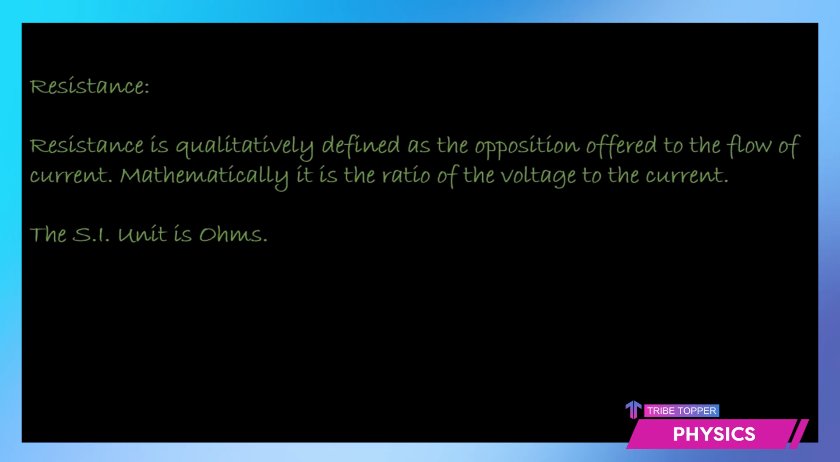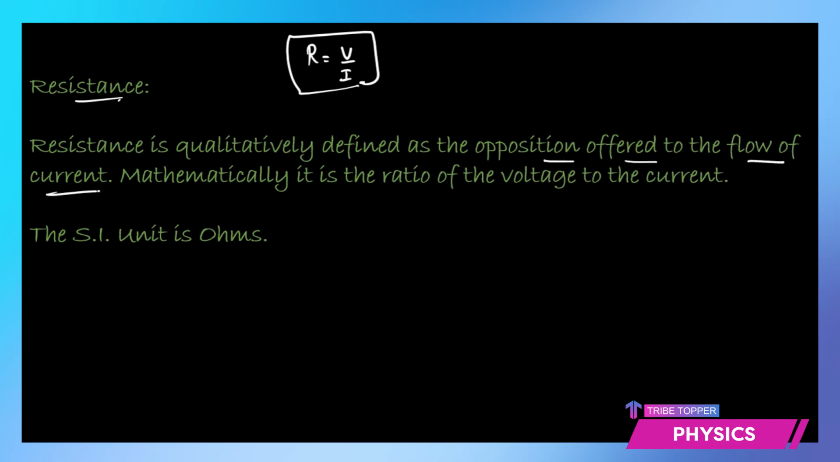Now let's talk about resistance something more. I defined by Ohm's law that R is V over I, but that's a very mathematical definition, that R is the ratio of V to I. But what resistance means qualitatively, the actual meaning, is that it is the opposition offered to the flow of current in a conductor.